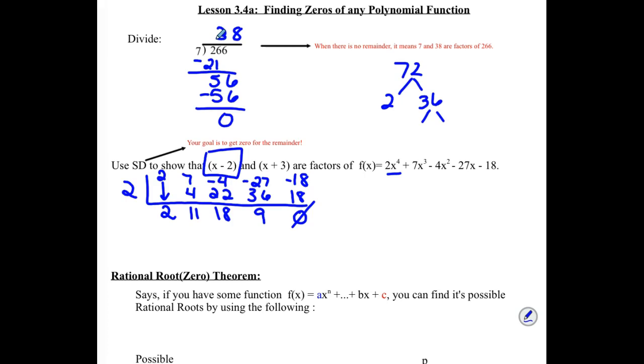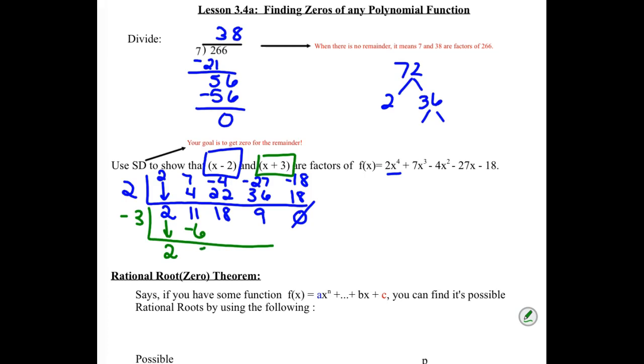Now I'm trying to show that x plus 3 is a factor. So what am I going to do with this smaller polynomial? Okay, so we just drop that 0 remainder out of there. And we just go to the 9. And what am I going to put in front? Negative 3. Okay? We bring down our 2 to get started and multiply.